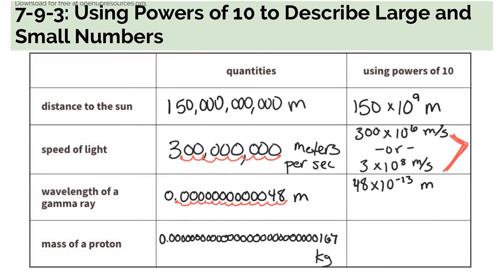Okay, and the next one, the mass of a proton: you have 0 point and then 26 zeros and then 167 kilograms. And if I was going to write that using powers of 10, I could write it as 167 times 10 to the negative 29th kilograms. And that's because if I put my decimal here at the end, I would need to go to the left 29 times to get back to where it is in the expanded version of the number.